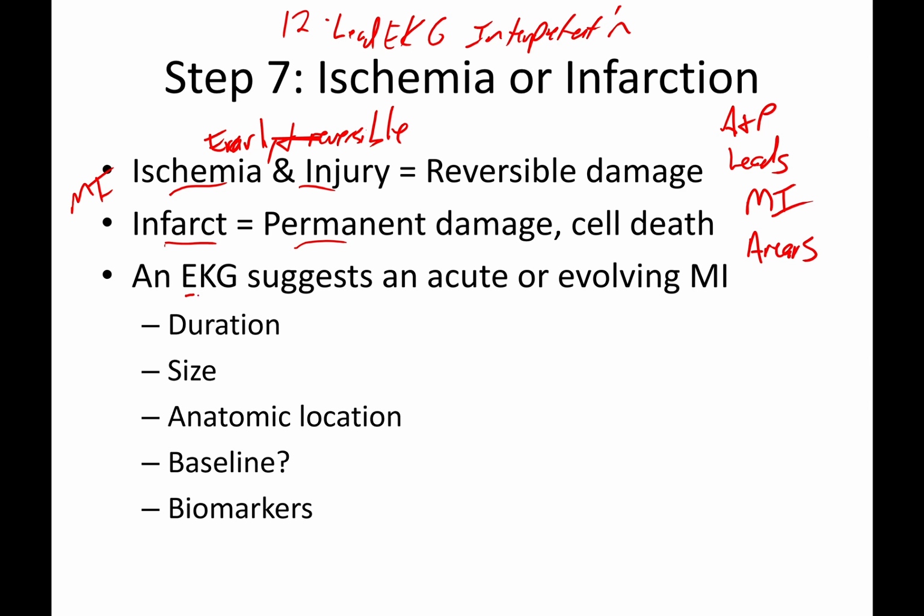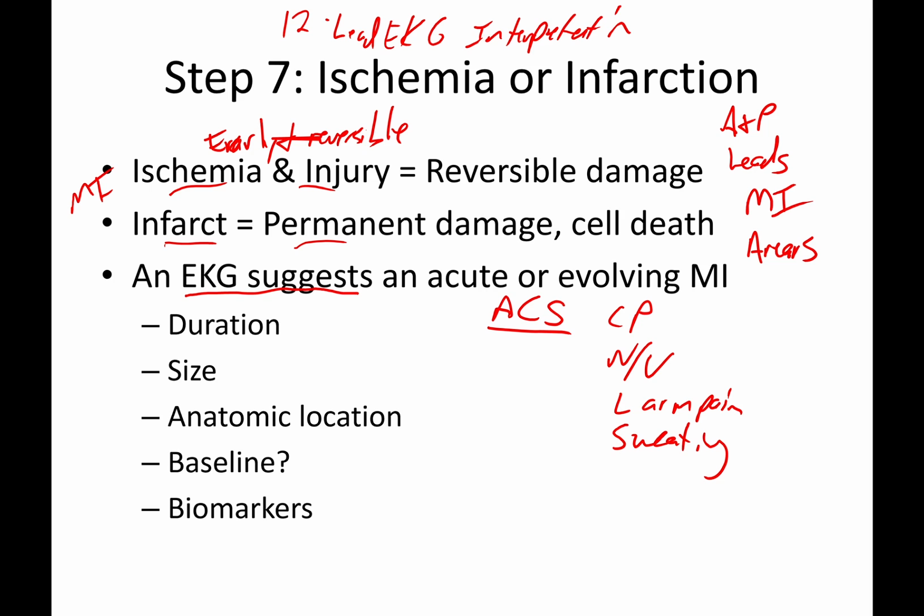What an EKG does for us is if a patient presents with acute coronary syndrome symptoms, so they've got the chest pain, they've got the nausea, vomiting, that classic left arm pain, things of that nature, diaphoresis. If they present with those symptoms, we, for all intents and purposes, always assume it's a heart attack until proven otherwise. And an EKG is really helpful in that. But it can only help so much.